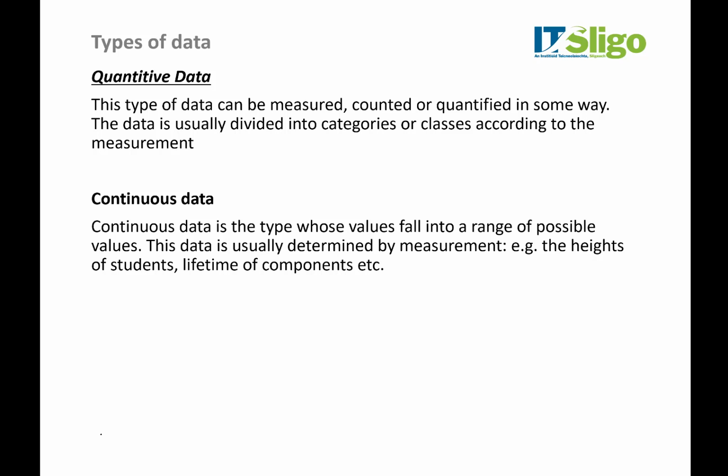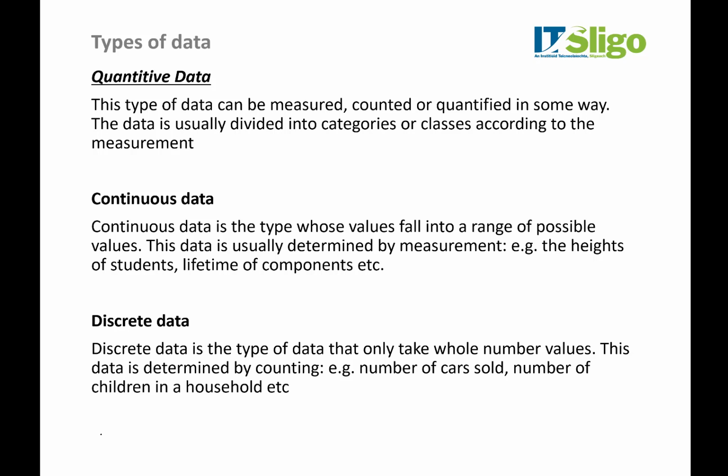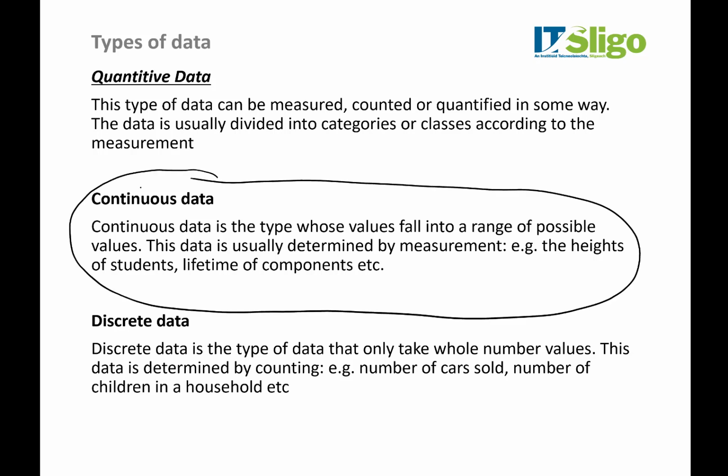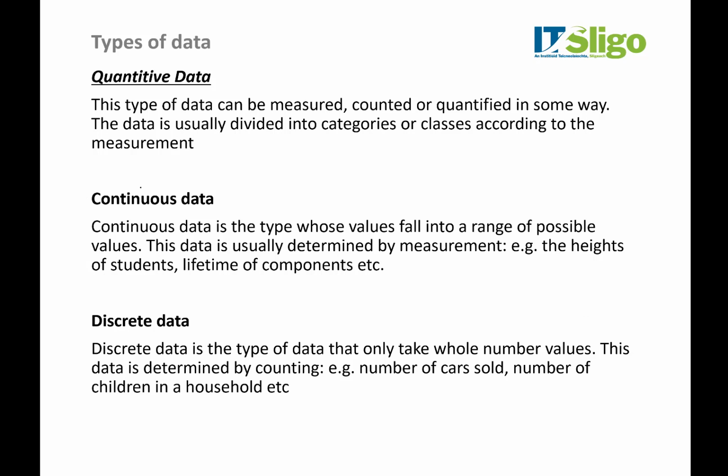Then there's also discrete data, and discrete data is the type that only has whole number values. This is usually determined by counting, like the number of cars sold or the number of children in a household. So what we're looking at today really is continuous data. It's a measurement used to analyze continuous data, which as scientists we deal an awful lot with, stuff we measure. So this type of analysis, normal distributions, is used an awful lot in science.